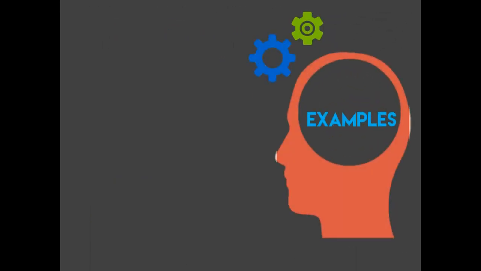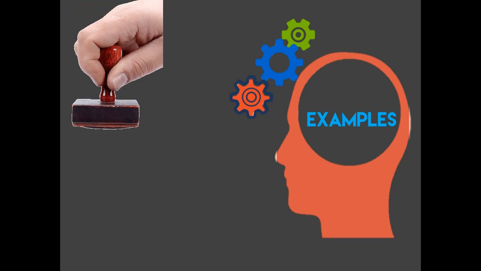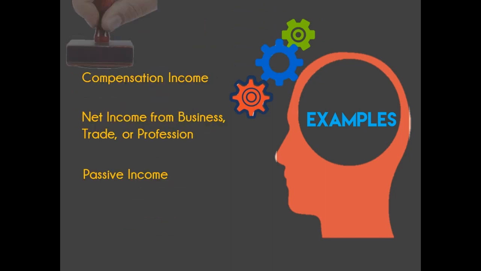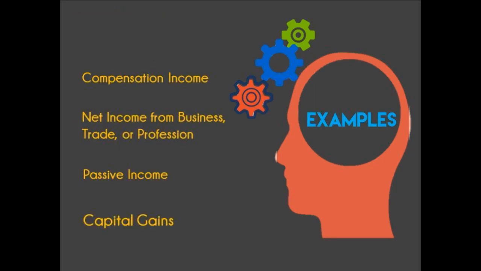Examples of globalized income are the following. First, compensation income. Second, net income from business, trade, or profession. Third, passive income, not subjected to final tax. Fourth, capital gains, not subjected to capital gains tax.